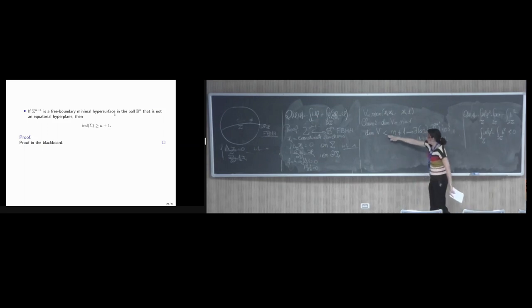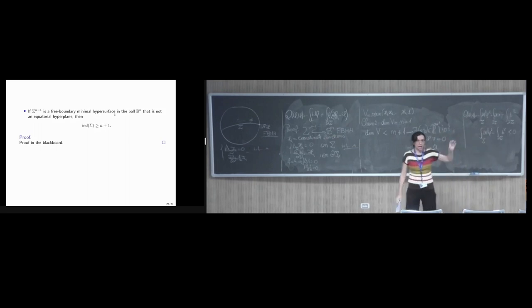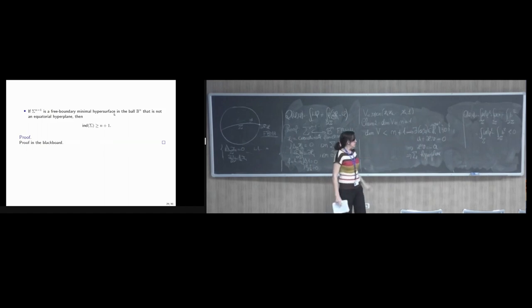Because this dimension is less than that. So that means that, remember that x lives in this expression, which means that sigma lives in this hyperplane. Remember that I proved that this expression on the boundary is equal to zero. So that means that sigma is an equatorial hyperplane. But this is a contradiction. Why? Because in this result, you have the hypothesis that sigma is not an equatorial hyperplane. So the dimension of this space is equal to n plus 1, right?